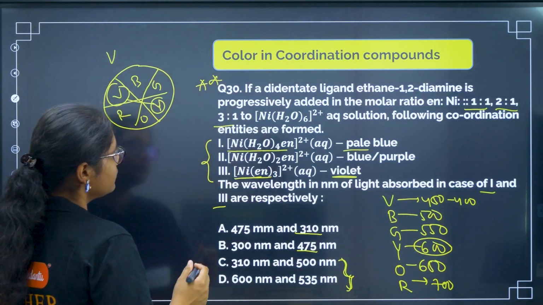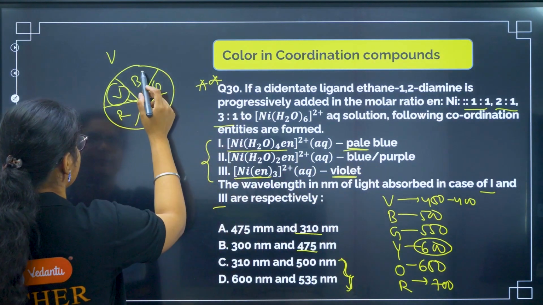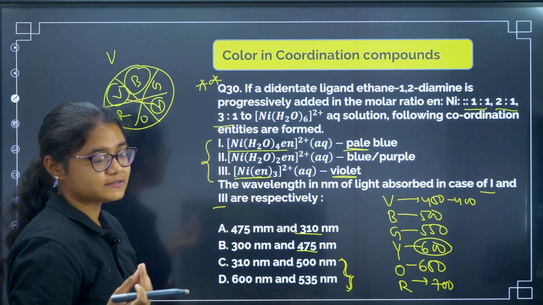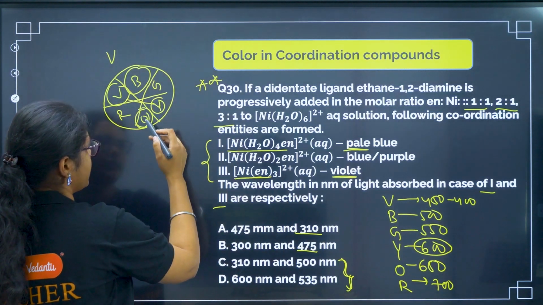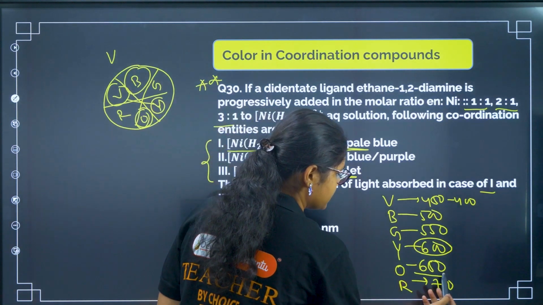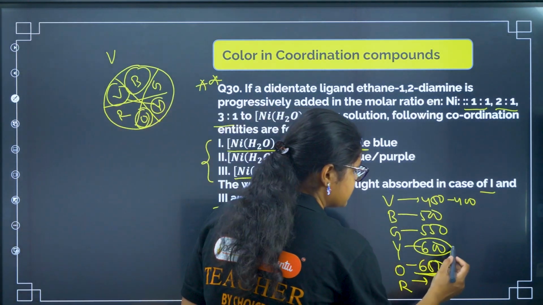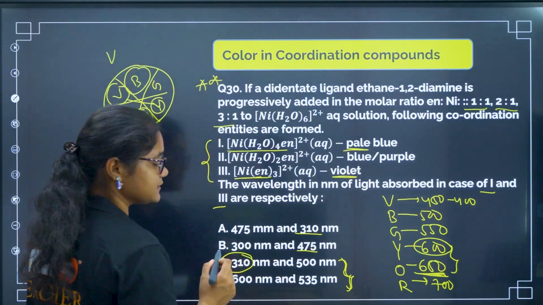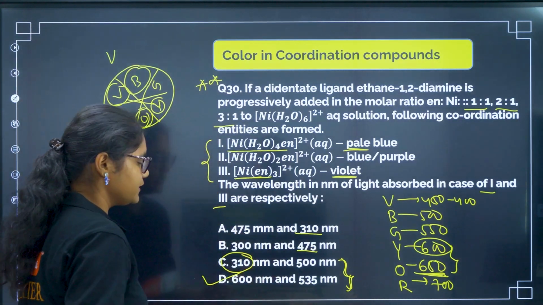Now coming to this one, pale blue. If it is observed as pale blue, it would have absorbed in the orange yellow range. If you see the color here, orange yellow, this is 600, and the 650 to 600 range, but this range is very less. 310 is too less. So the correct answer for this question is option D.